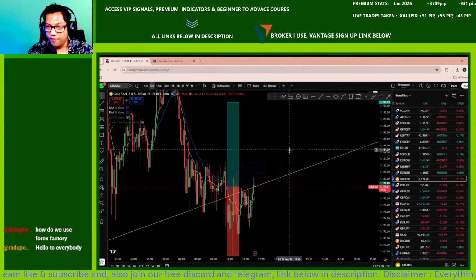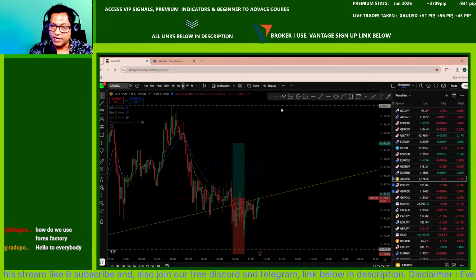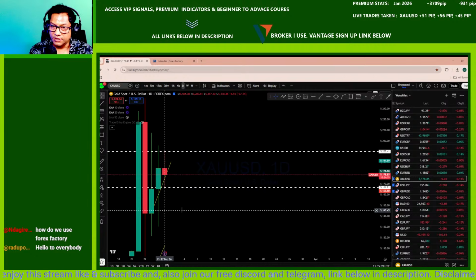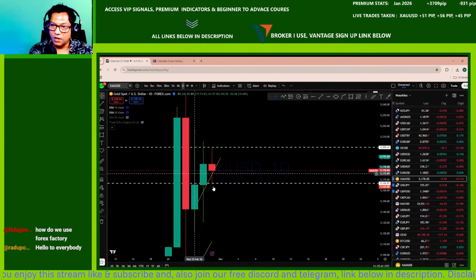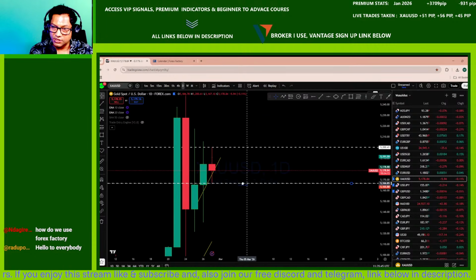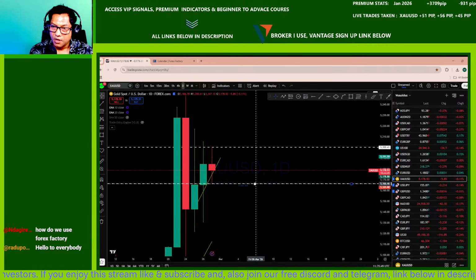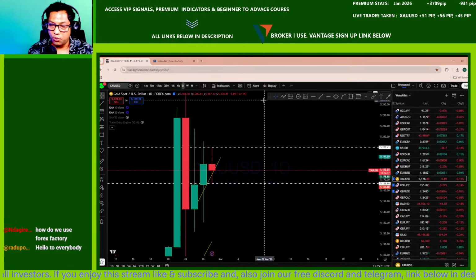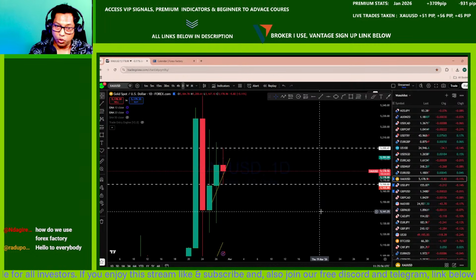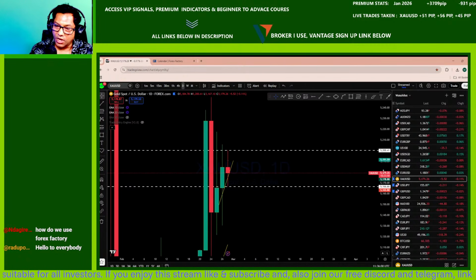Now, first of all, in this market on gold, this is the daily market structure that you can see. This is the daily support and daily resistance, and with this daily support and resistance, it is a bullish market structure. The market is trending to the upside here.